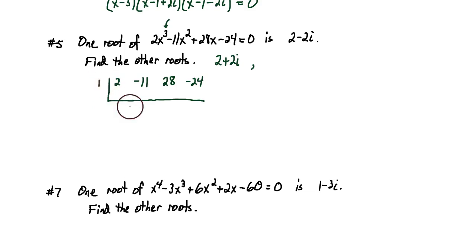Maybe it's 1. So this is 2, 2, -9, 19, and -5. The answer is not 1. So let's erase and try something else.